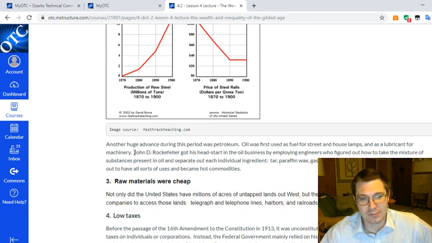Now notice that John D. Rockefeller got all of the credit and got almost all of the profits, became a billionaire, despite the fact that it was mostly his engineers whom he employed, who were the real entrepreneurs in a sense.